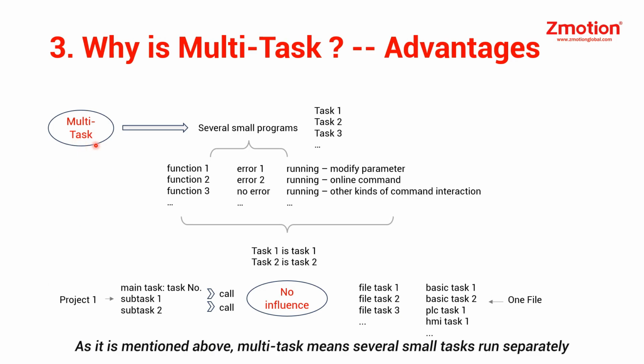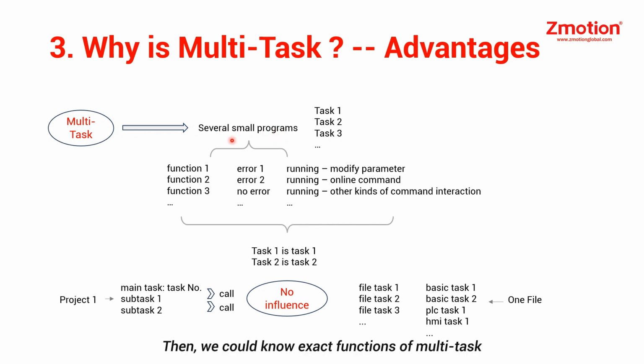As mentioned above, multitask means several small tasks run separately. Then, we could know the exact functions of multitask. These tasks are small and specified parts, which means it is easy to process the program. Like, run it to achieve the needed function. Solve the problem while running.